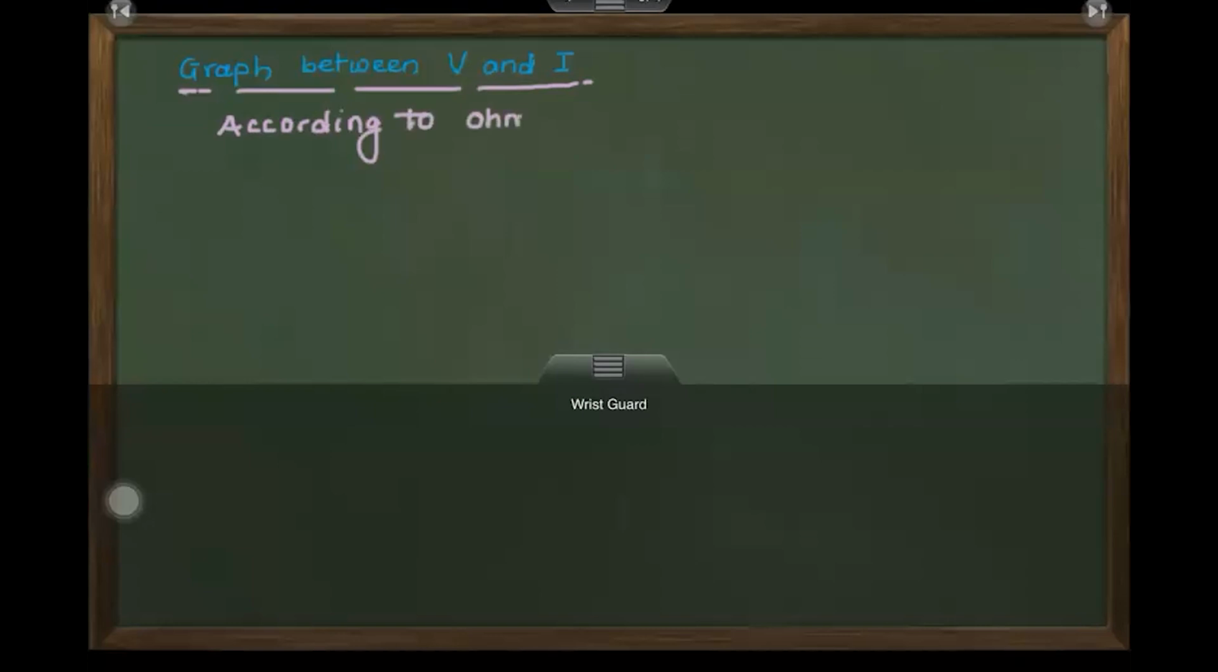Now, we are coming on. One thing that I left that day was the graph between potential V and current I. When we are saying that according to Ohm's law, V is directly proportional to I, means V is equal to I into R. Here, R is a constant and its name is resistance.